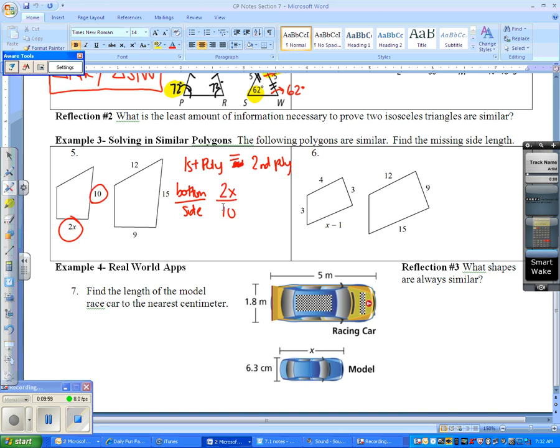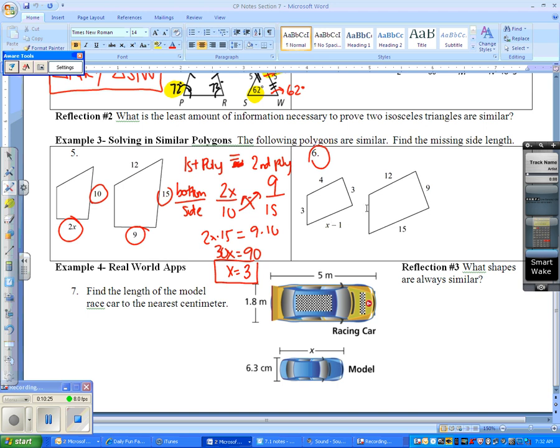And I'm going to do that same thing for that second polygon. So the bottom is 9, and then the side is 15. And then to solve this, you guys were really good at this yesterday, we just need to cross multiply. So 2x times 15 is going to equal 9 times 10. So 30x is going to equal 90, divide by 30, x equals 3. And you're done.